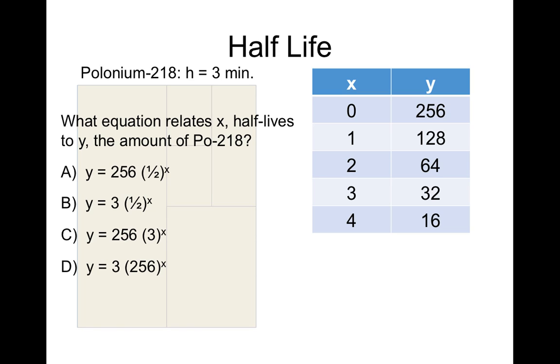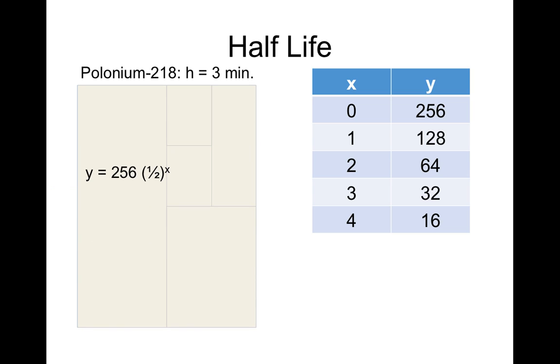Look at the equation carefully and think about your understanding of exponential functions. Which equation relates x, how many half-lives have passed, to y, the amount of radioactive polonium-218 remaining? Choice A is correct because 256 was the starting value, and the decay factor is 1/2.